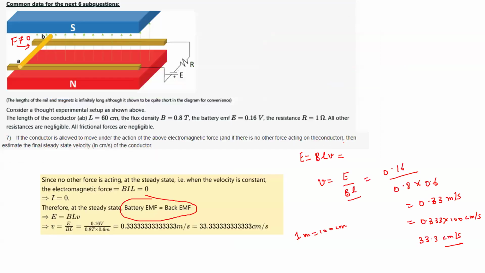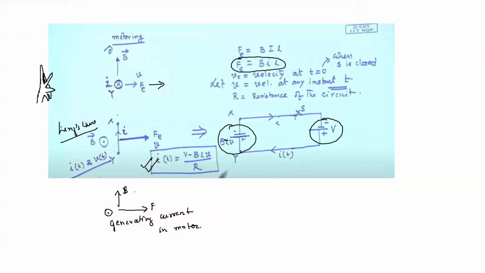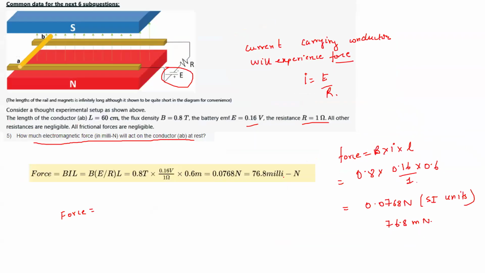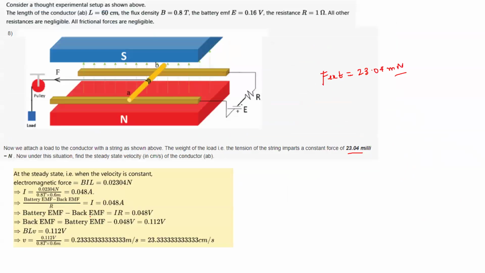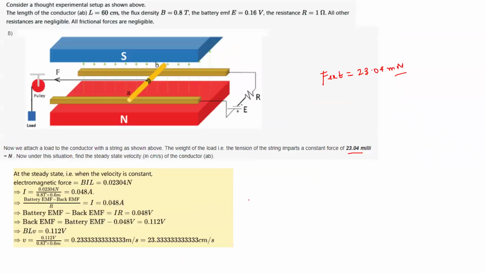So we know from this discussion, Fe is the external force. This was the generating action, but if you apply an external force here, this force and this will oppose. So from this slide, I'm writing this. It will be the battery EMF E minus BLV, divided by R. This will be the current.